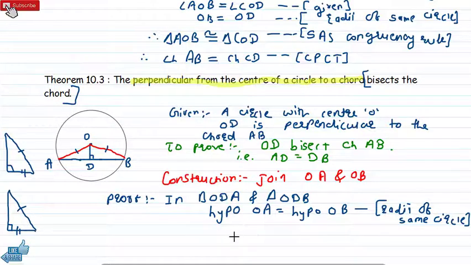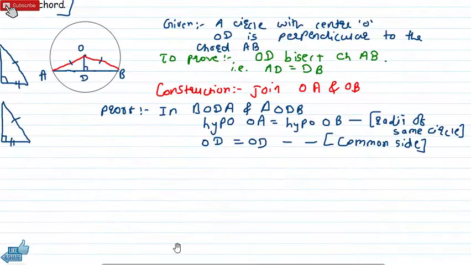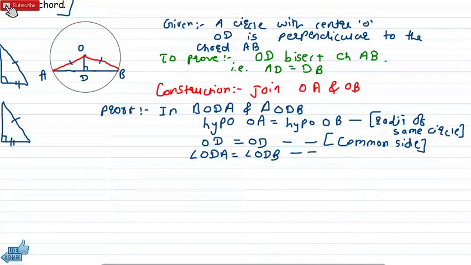Now the second thing is that OD is equal to OD. What is the reason? Common, obviously. Common side. And the next one is the angle, that is 90 degrees, already given. This angle ODA is equal to angle ODB. Why? Because each is 90 degrees. Where is it given? Perpendicular is given. If perpendicular is given, it means that it's a 90 degree angle. Simple.